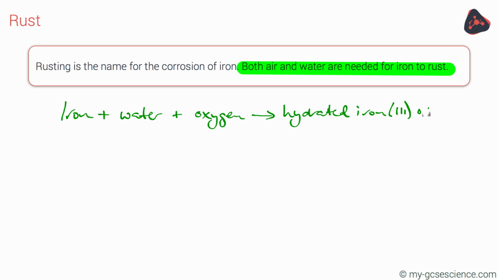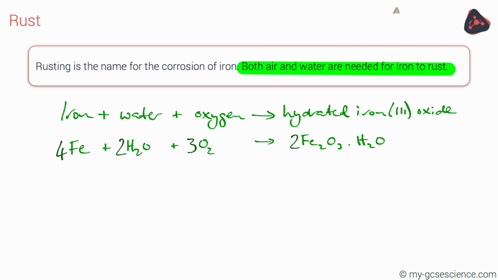You're not expected to be able to draw the symbol equation for this reaction, but it is worth knowing the chemical formula for rust. Iron 3 oxide is Fe2O3, and when it's hydrated, molecules of water are included within the crystal structure of the iron oxide. In some compounds, having the water molecule present makes the crystal stronger and more sturdy. But in rust, it makes it very, very crumbly. And this is the problem.